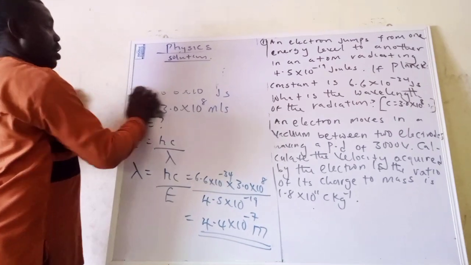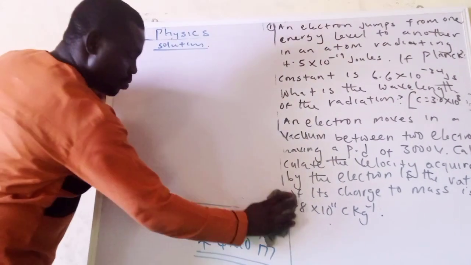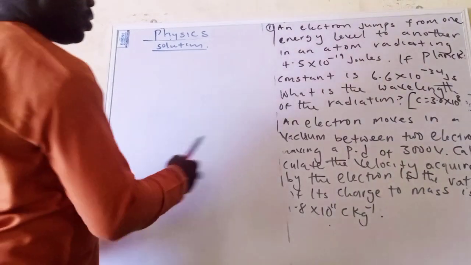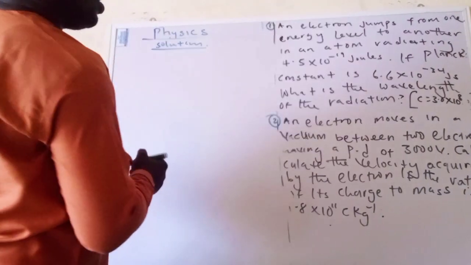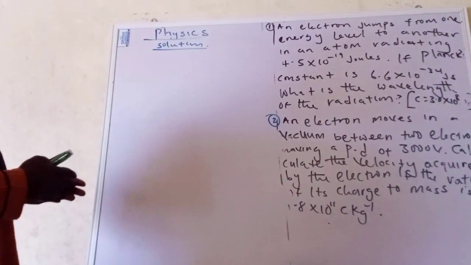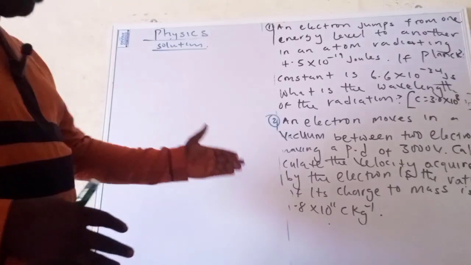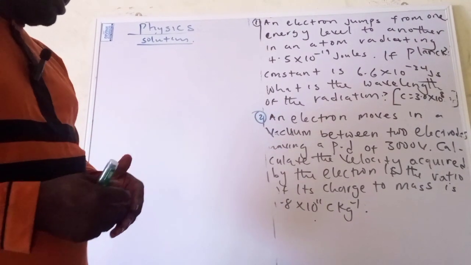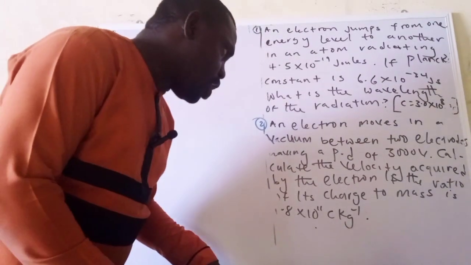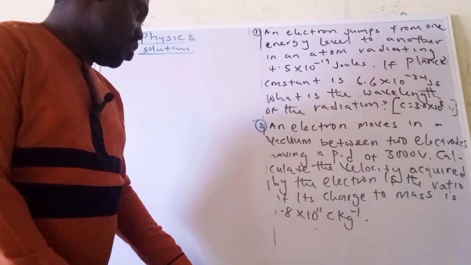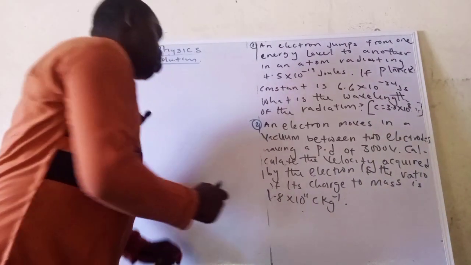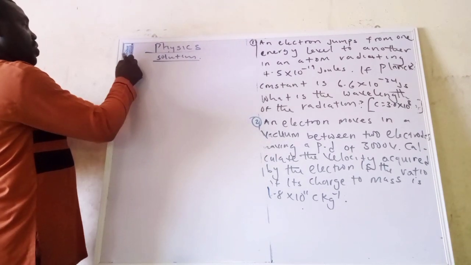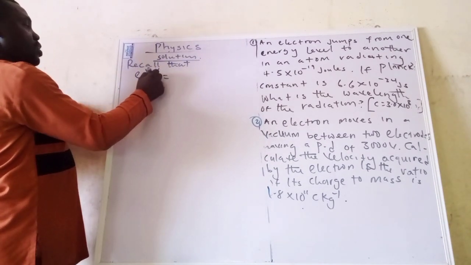Solving number 2, the question goes thus. An electron moves in a vacuum between two electrodes having a potential difference of 3000 volts. Calculate the velocity acquired by the electron if the ratio of its charge to mass is 1.8 times 10 raised to the power 11.